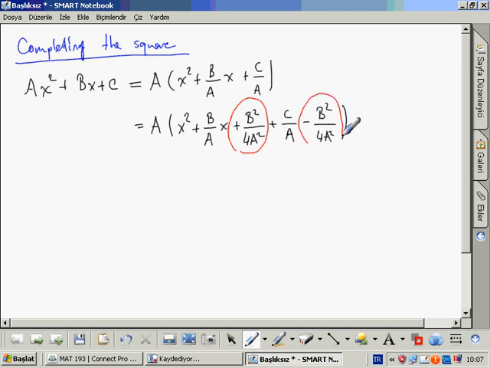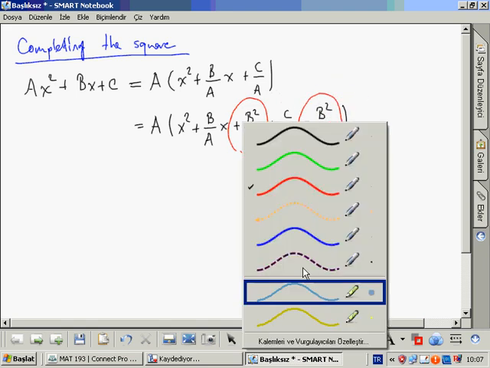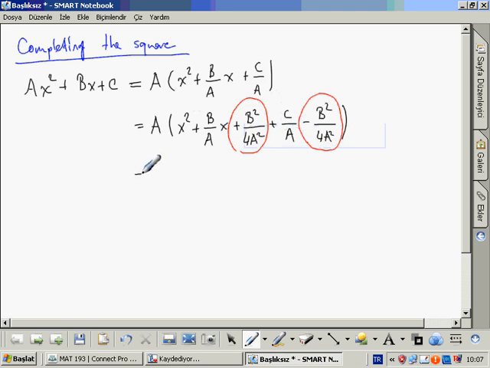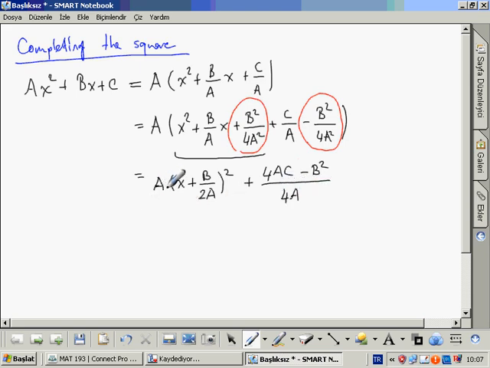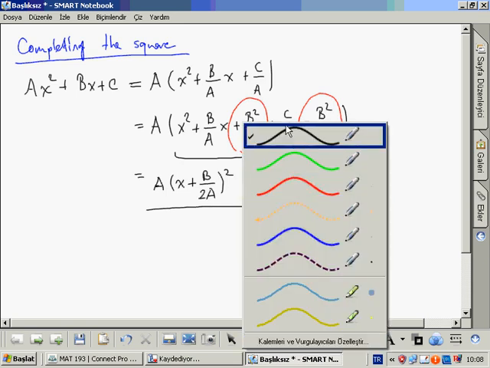When you add these two parts, it will be equal to 0. So this part will be completed to the square: x plus b over 2a, squared, plus (4ac minus b squared) over 4a. This is the general form of the completing the square rule.